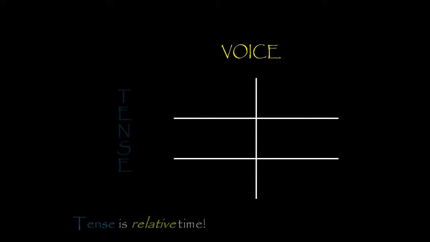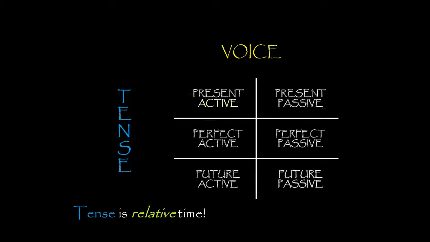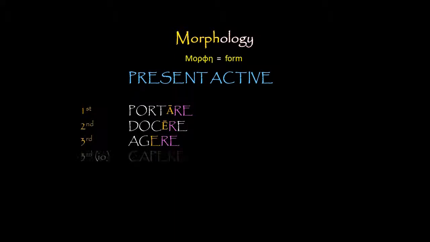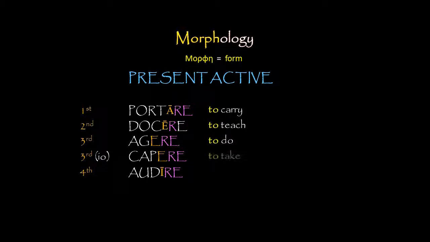Infinitives appear in the present, perfect, and future tenses. But remember, tense is relative time. Infinitives also have active and passive voice. Let's take a look at the form of the infinitive with which we are most familiar. That is, the present active infinitive. We find that form in the second principal part of our vocabulary entry for verbs.